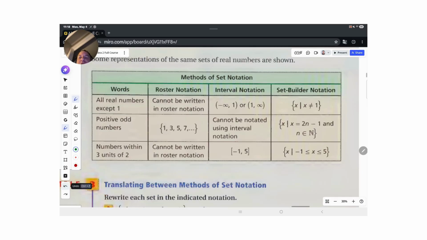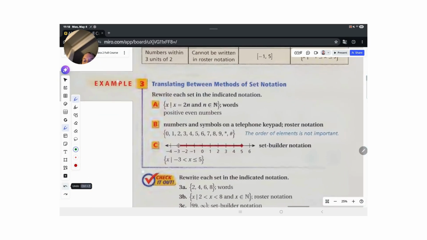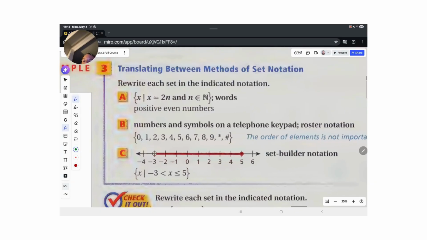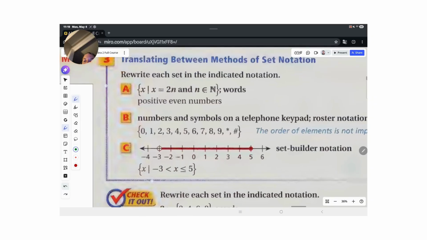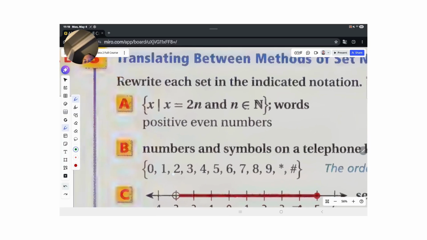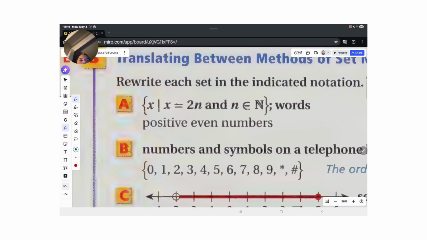Now let's bounce on over to example number 3. Translating between methods of set notation. Rewrite each set in the indicated notation. So we're going to read the set builder notation aloud first. The set of all x, check, such that x equals 2n, and n is a natural number.